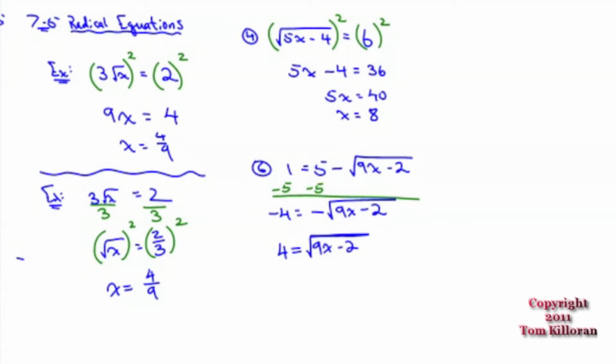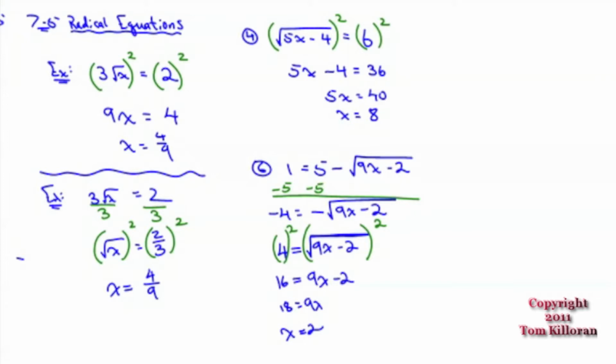So if I square both sides, square the 4, square the 9x minus 2. 4 squared is 16. And this is going to equal 9x minus 2, because the square and the square root go poof instead of cancel. All right, and then just solve for x. Add 2 to both sides. You get 18 equals 9x. And divide by 9, and you get x equals 2. Once the square root is gone, it's usually pretty quick to get to your answer. Usually. Sometimes not so.